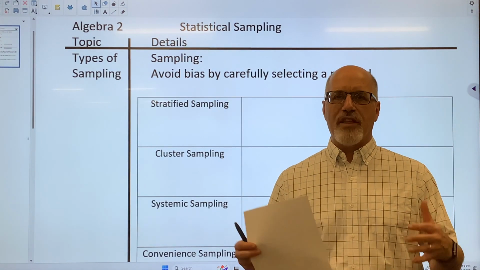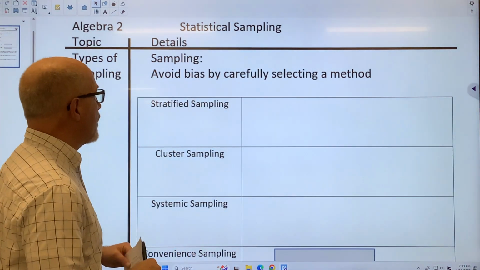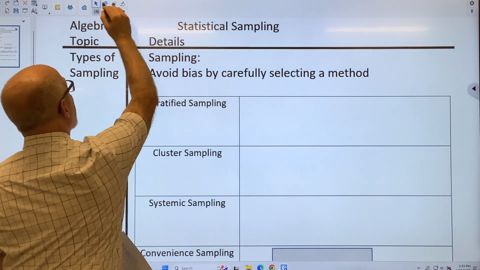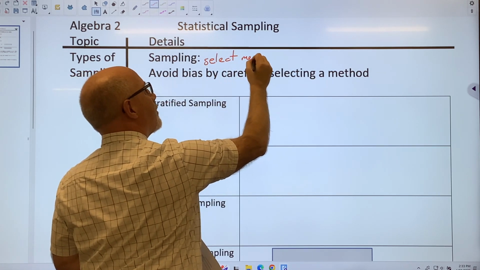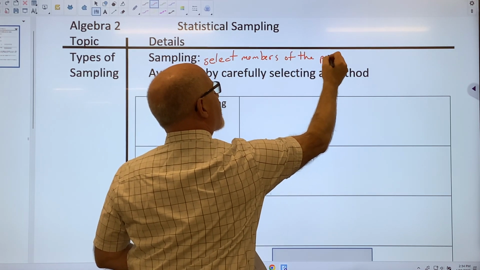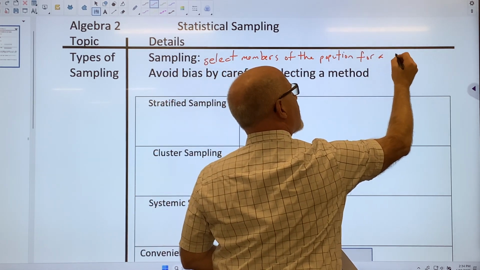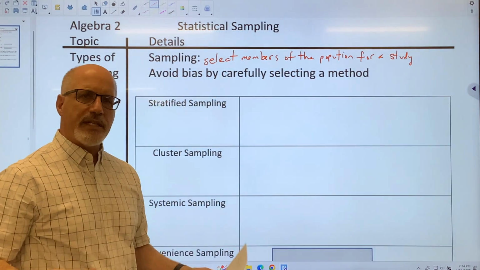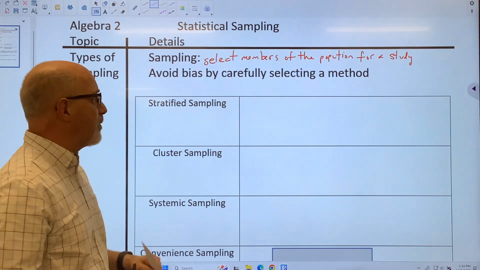Going to talk about how we gather samples from a population in order to do a statistical study. So first of all, sampling is where you select members of the population for a study. Okay, so some statistical question we want to answer, we're going to take members of the population and find out that information by selecting a sample from the population.